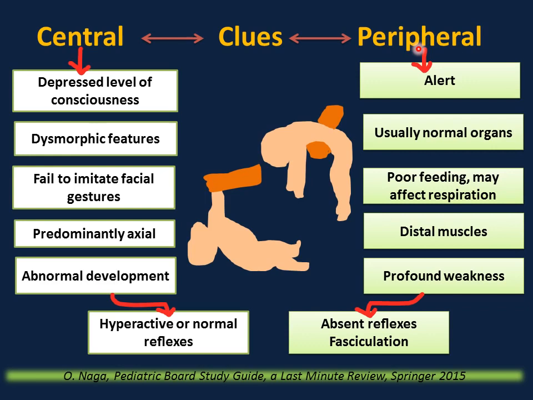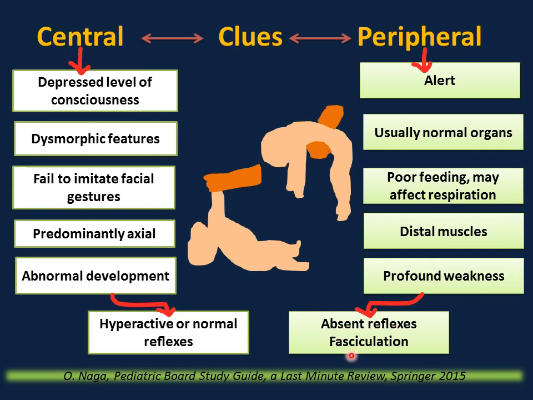Clues to peripheral causes: the infant is usually alert, not depressed, usually with normal organs. Poor feeding, and the weakness may involve the respiratory muscles, and you will see the infant mainly using the abdominal muscles to breathe. The weakness is more distal, not axial, and it is profound weakness. So an infant with a peripheral cause is much weaker than an infant with a central cause. And when you do the physical exam, you will see the reflexes are depressed or absent.